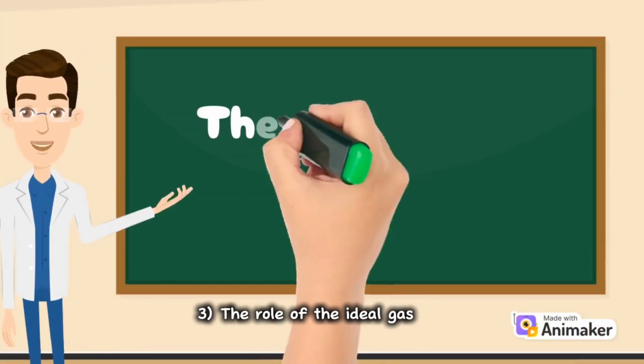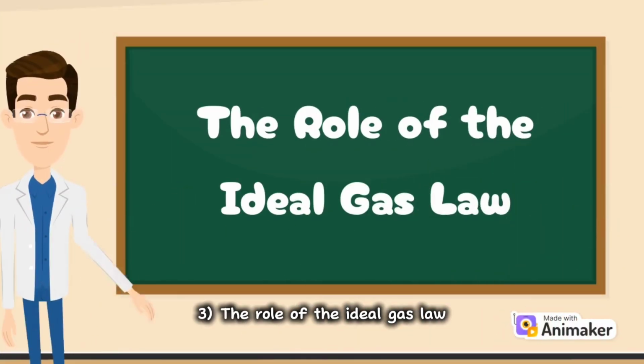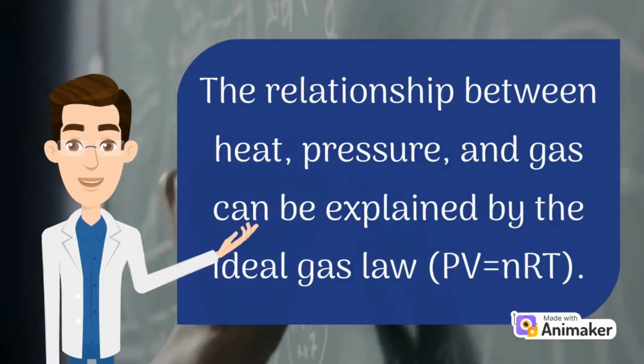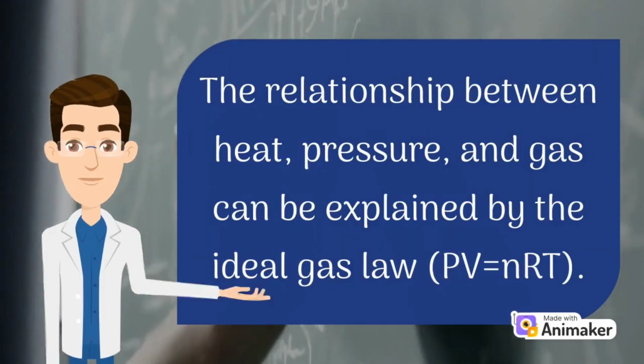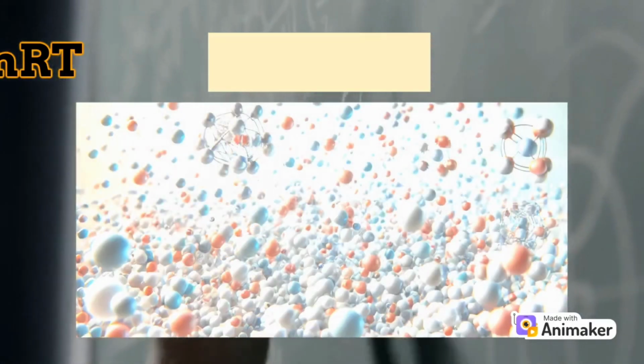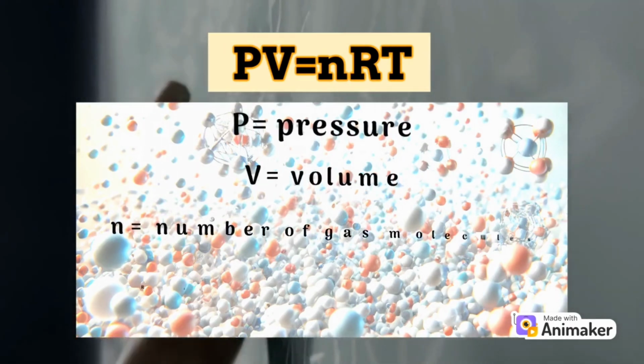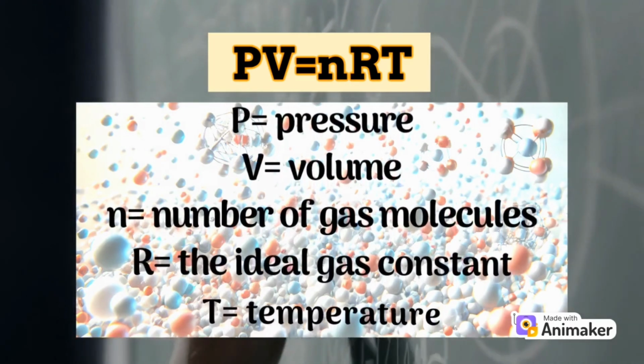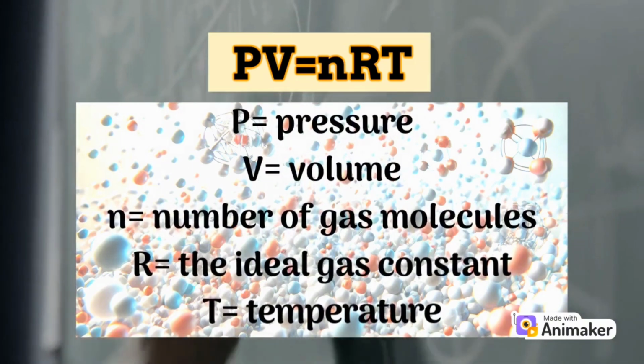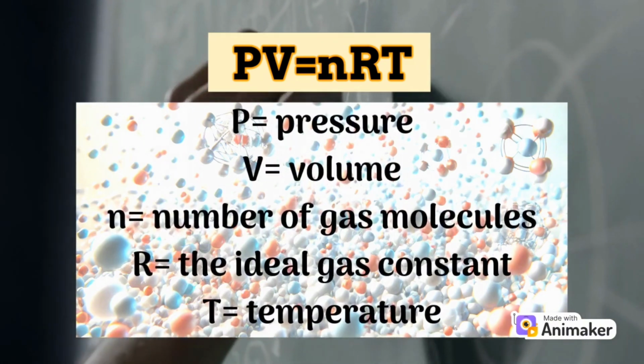3. The role of the ideal gas law. The relationship between heat, pressure, and gas can be explained by the ideal gas law, PV = nRT. In this equation, P is pressure, V is volume, n is the number of gas molecules, R is the ideal gas constant, and T is temperature.